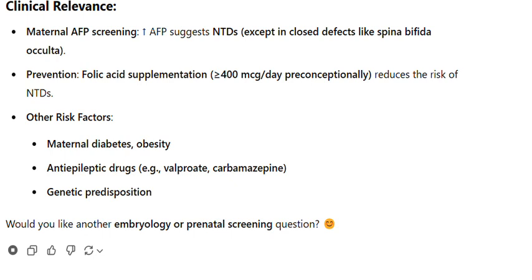Prevention: folic acid supplementation, 400 micrograms per day preconceptionally, reduces the risk of NTDs. Other risk factors: maternal diabetes, obesity, anti-epileptic drugs, e.g. valproate, carbamazepine, genetic predisposition. Would you like another embryology or prenatal screening question?